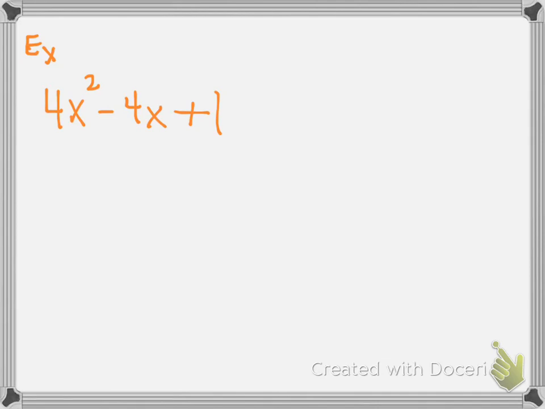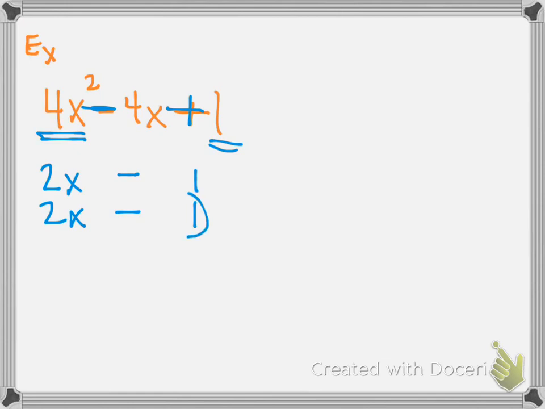Okay, here's the last problem I'll do. In this problem, 4 is a perfect square, and 1 is a perfect square. So 2x and 2x would make the 4x squared, and 1 times 1. Except I have something different going on here. I have this negative sign. So I know one of my signs has to be negative, right? But because they multiply to give me a positive 1, now I know they both have to be negative. So this is how I write my factors.